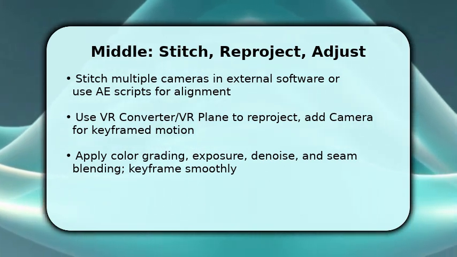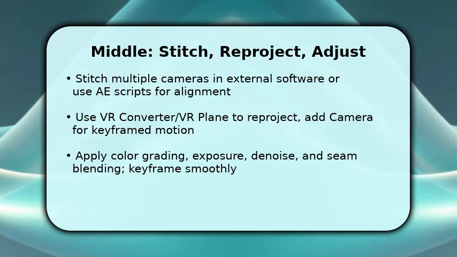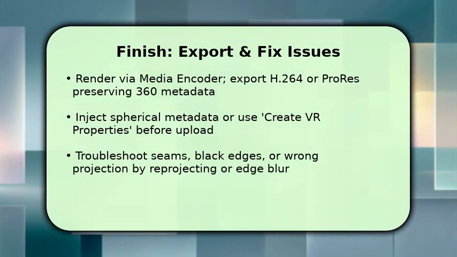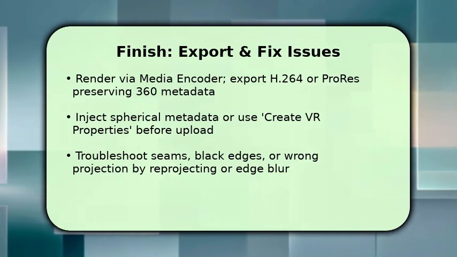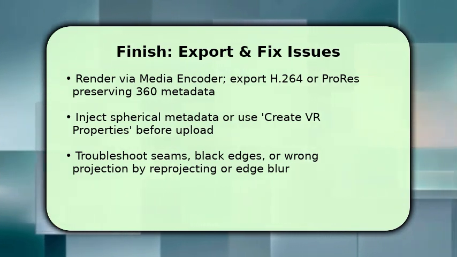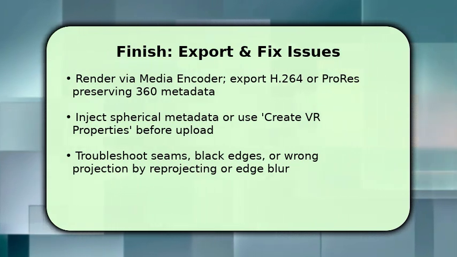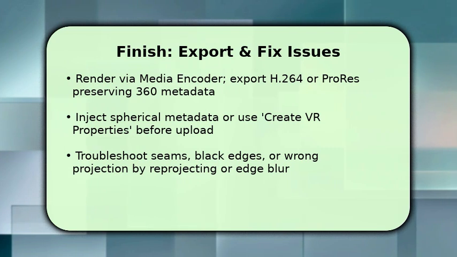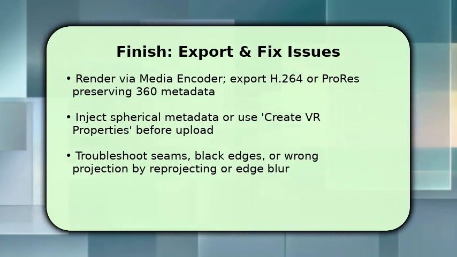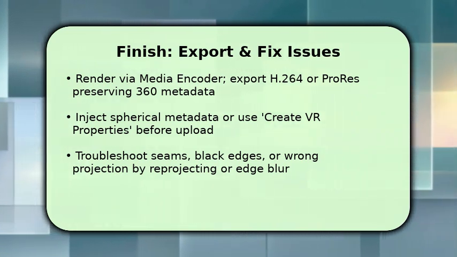To finish, cue the composition in Adobe Media Encoder and choose a codec that preserves quality, like ProRes or H.264 for delivery. Once done, make sure you include spherical metadata by using After Effects Create VR Properties or a metadata injector so platforms recognize the file as 360.